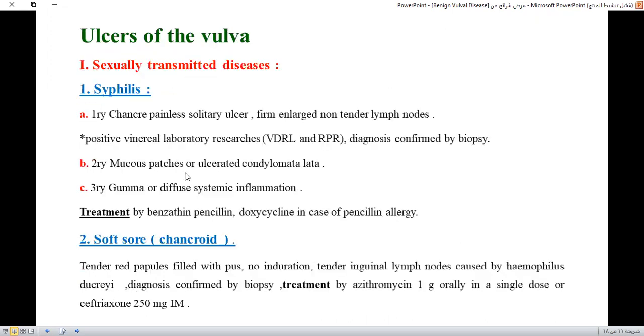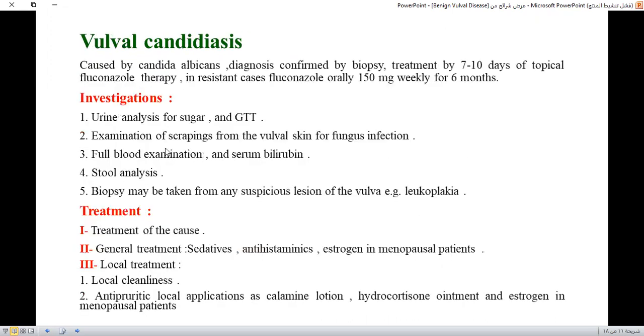Vulval candidiasis. This is caused by, from its name, candidiasis, Candida albicans. Diagnosis by biopsy. Treatment: 7 to 10 days of topical fluconazole therapy. In resistant cases, oral fluconazole 150 milligrams weekly for 6 months.